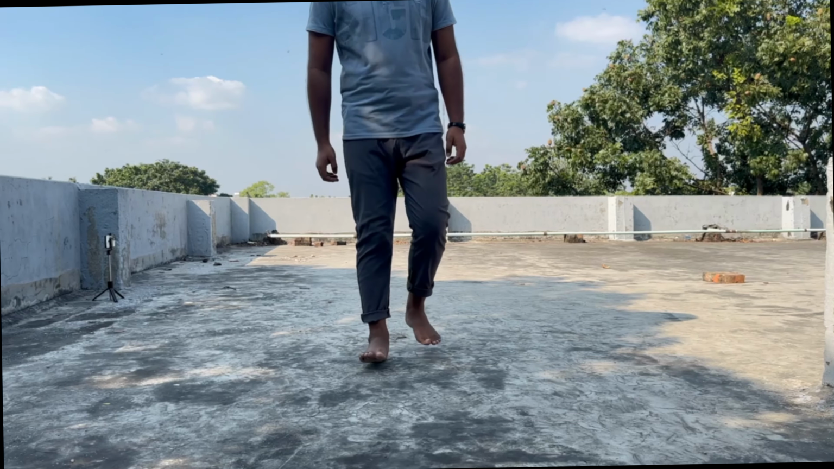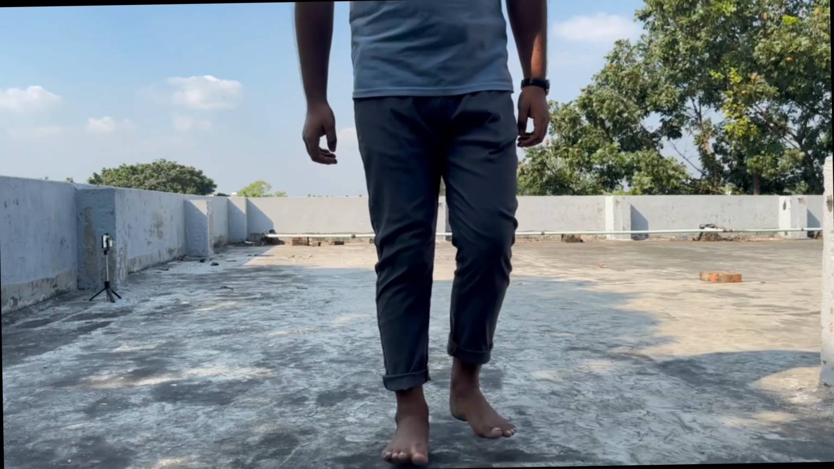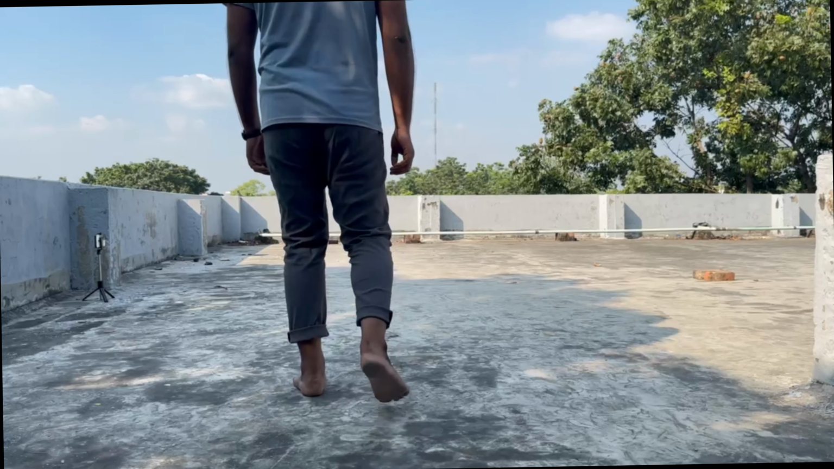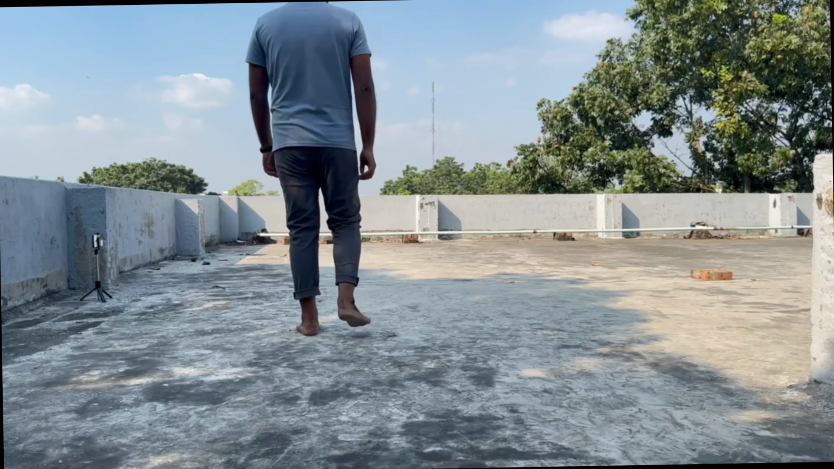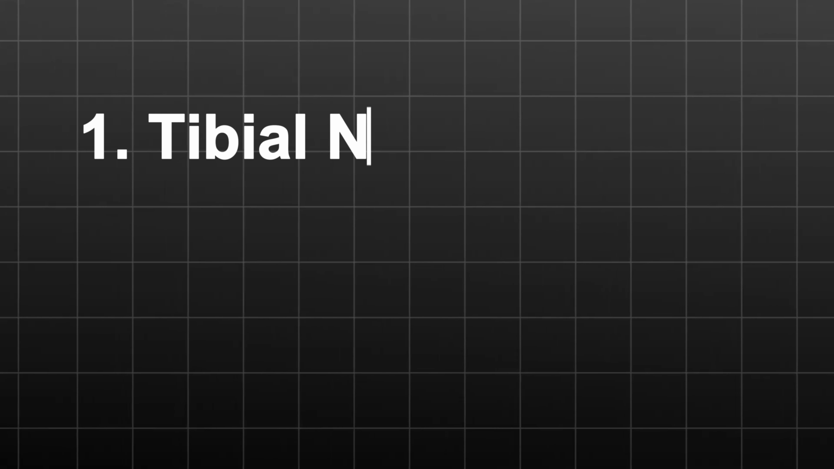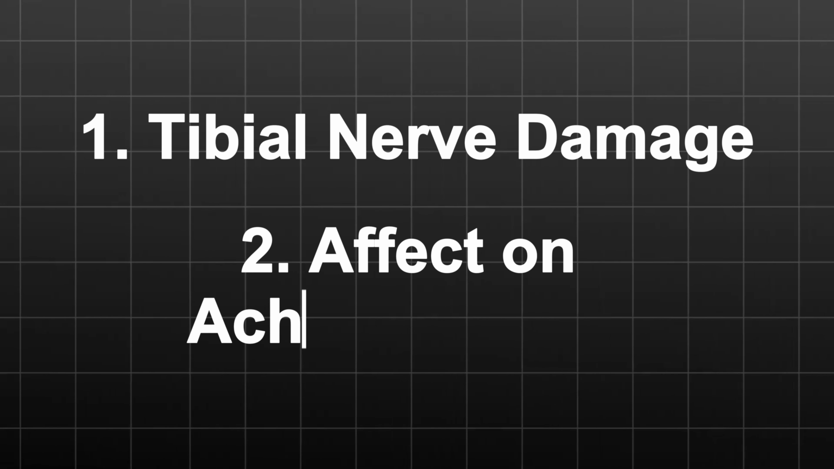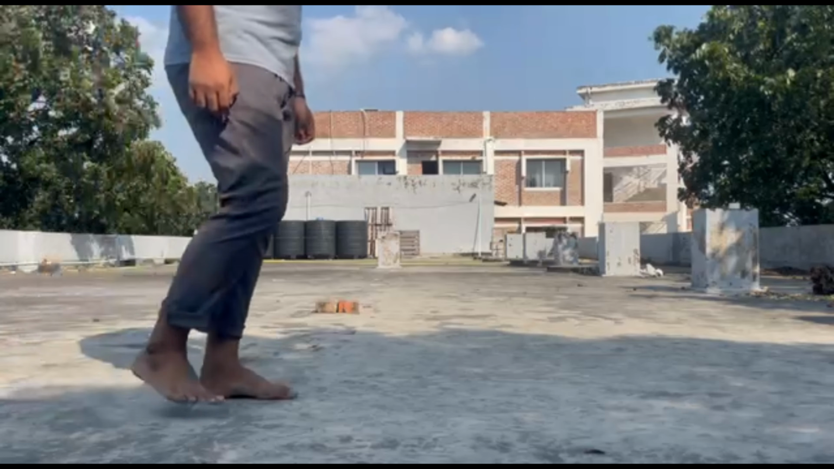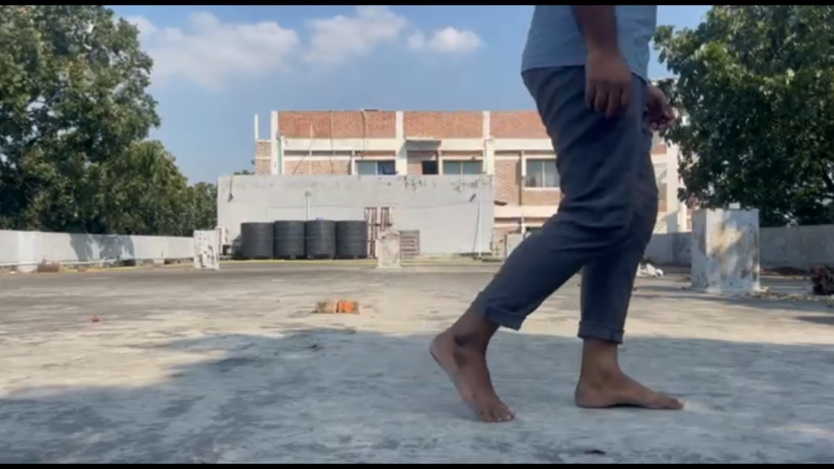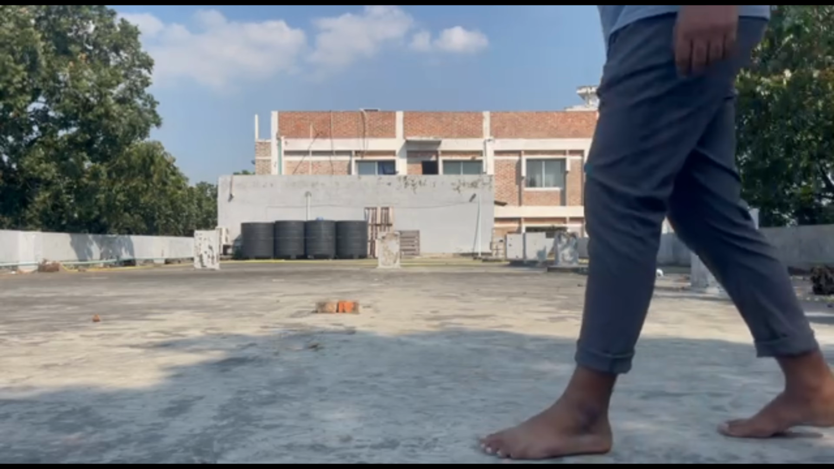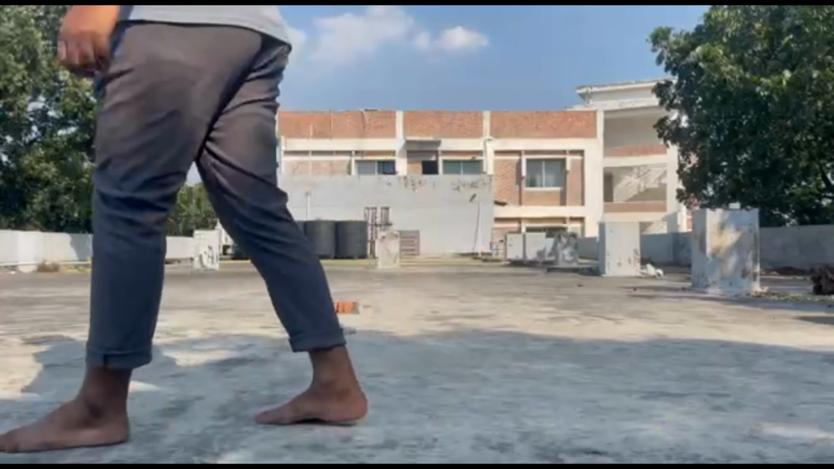Then we have calcaneal gait. Calcaneal gait occurs when there is an inability to push off due to weakness or absence of the calf muscles. This is often due to damage to the tibial nerve or conditions affecting the Achilles tendon. Like the others, it is best seen in the sagittal plane. It becomes apparent during the terminal stance phase when push-off is weak or absent.